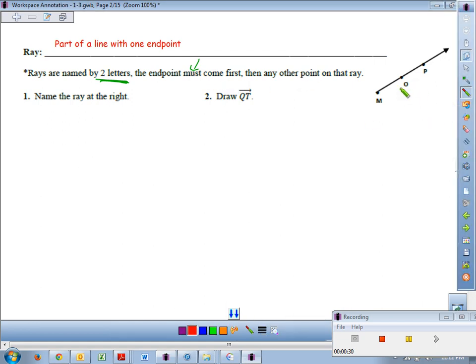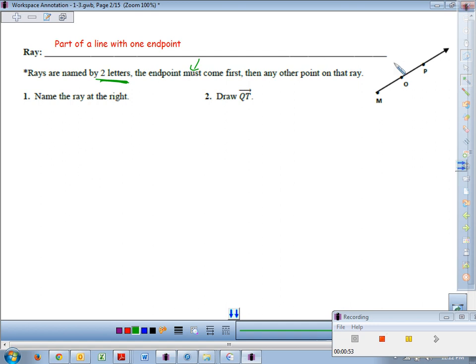So I'm a highlighter guy. See this thing right here? Isn't that a ray? Doesn't that go on forever in one direction? It's part of a line with one endpoint. A lot of people always ask, why is that an endpoint? Why isn't it called the start point? Doesn't it start there and then go on forever? It's called an endpoint because if you were to follow this pen to the right, how long would you go on? Forever and ever and ever. If you were to follow it to the left, would it come to an end at M? That's why it's called an endpoint, because that line ends at point M.